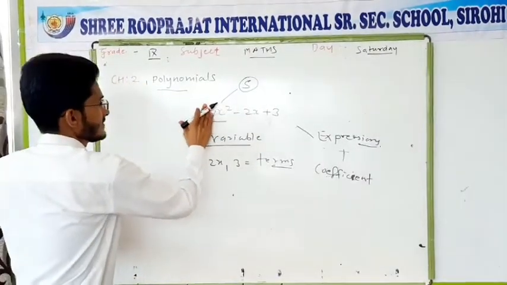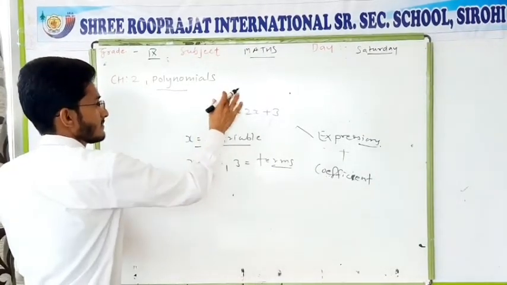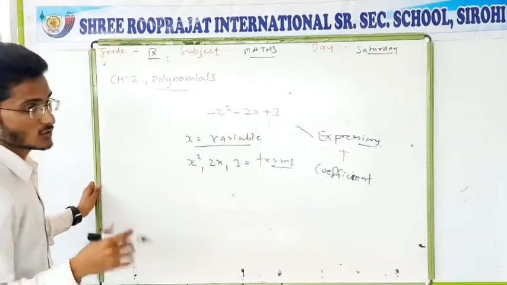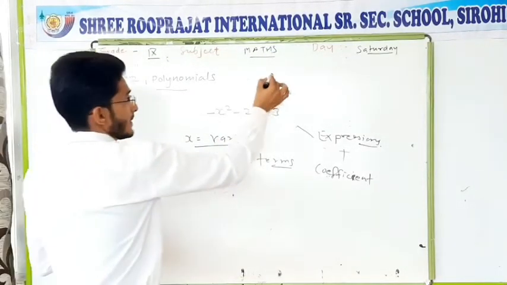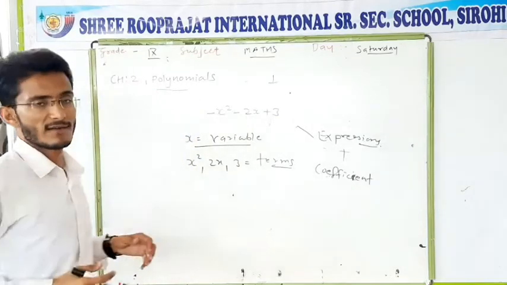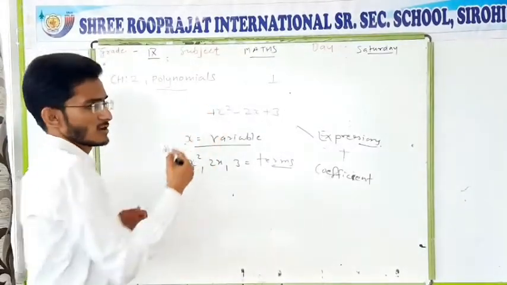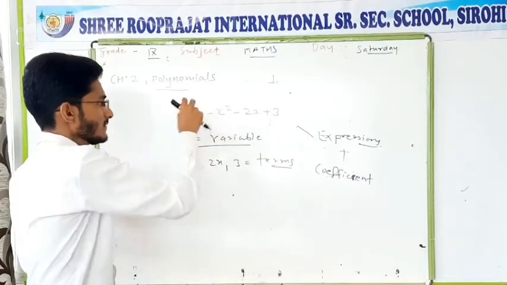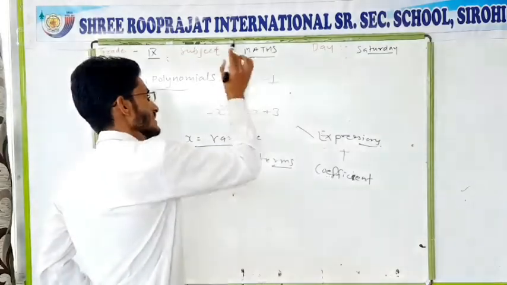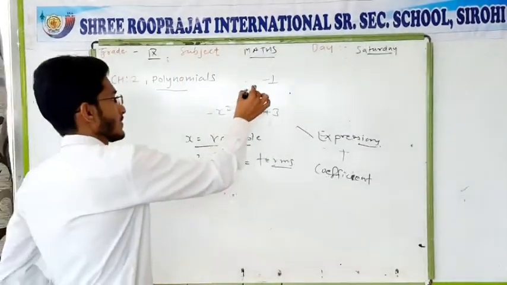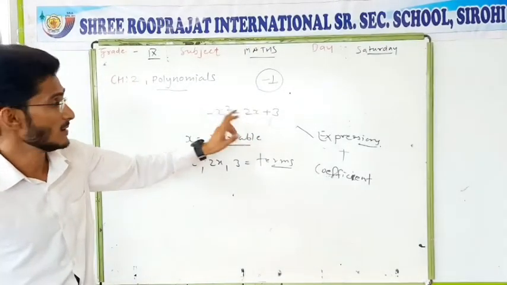Suppose nothing is given, suppose there is only x square. What is the coefficient now? If nothing is given, then you can say that the coefficient is 1, because if you multiply a number by 1, you get the same. So either you put a 1 here or not, you get the same x square. But if it is given minus x square, that means the coefficient of this one is minus 1. The coefficient of x is minus 2.